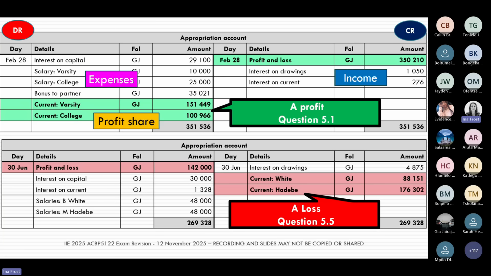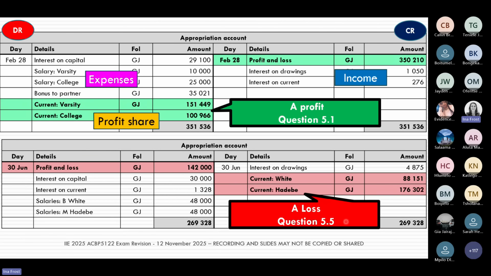If the partnership made a loss, then as I showed you earlier, the loss will go on the debit side, and then that loss will be shared amongst the partners, and now it's sitting on the credit side. So if you match up, on this side it's all the green blocks to follow, and on this side it's all the red blocks to follow.